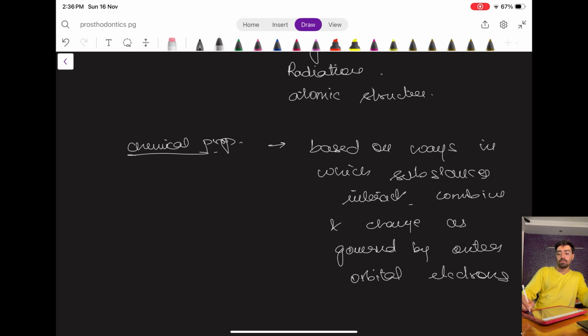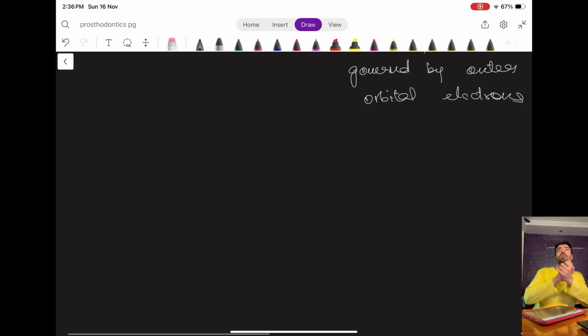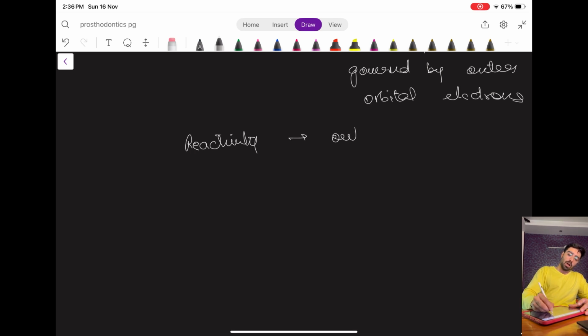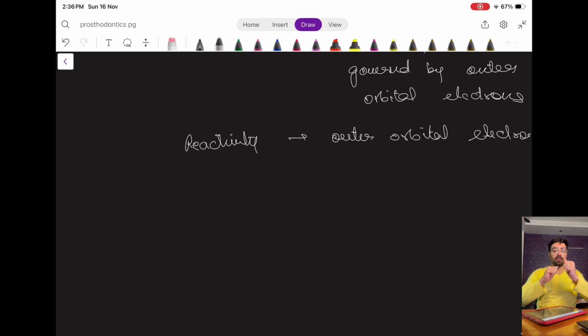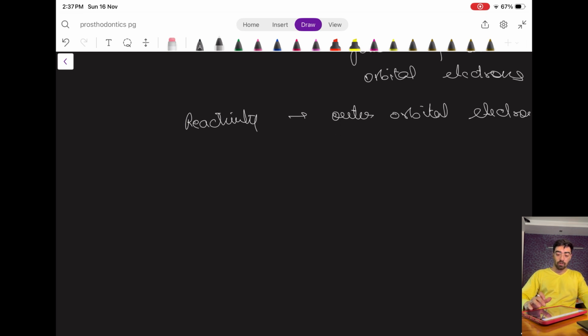Being someone coming from the background where you have studied physics, chemistry, and biology, you are very much sure of the fact that in chemistry, the reactivity is determined by the outer orbital electrons. How loosely they are bound, how tightly they are bound. If they are loosely bound, the material is going to be very reactive. And if they are tightly bound, the material is going to be less reactive. This is something which we can say in layman's terms. This is something which is very important.